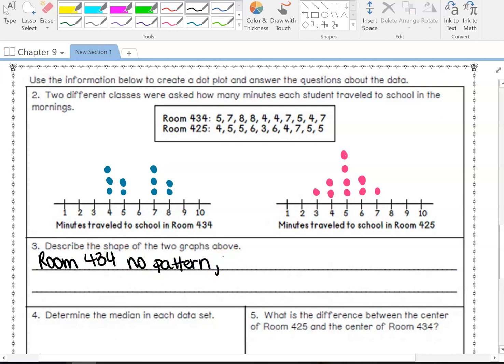Hopefully you can tell by room 425 that this pattern is actually symmetrical, because it is the same on both sides.